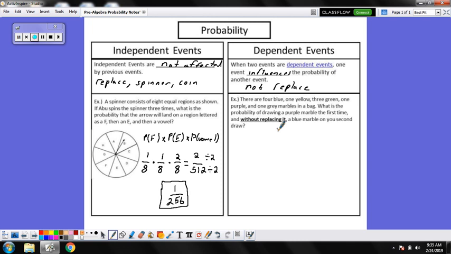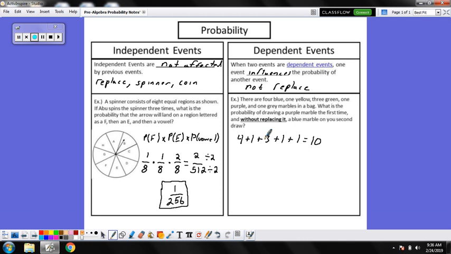So for example, there are 4 blue, 1 yellow, 3 green, 1 purple, and 1 gray marble in the bag. What is the probability of drawing a purple the first time and, without replacing it, a blue marble on the second draw? First thing we need to do is find the total number of marbles. So we have 4 blue plus 1 yellow plus 3 green plus 1 purple plus 1 gray. 4 plus 1 plus 3 plus 1 plus 1 equals 10. So there are 10 marbles in the bag.